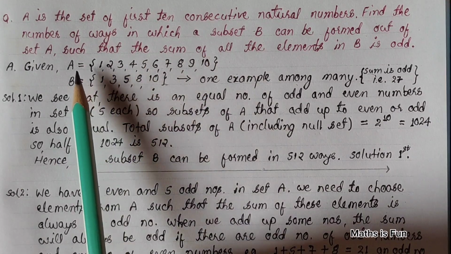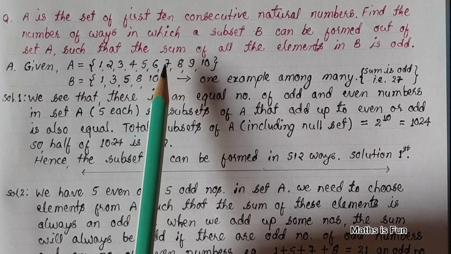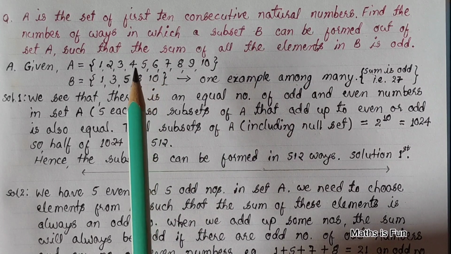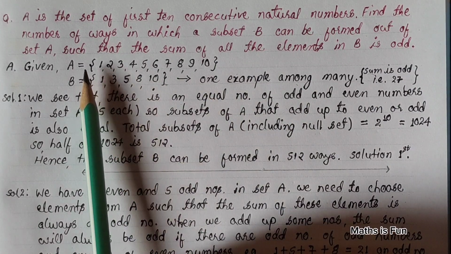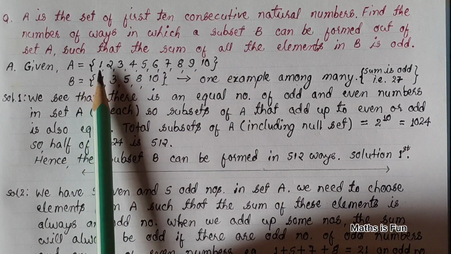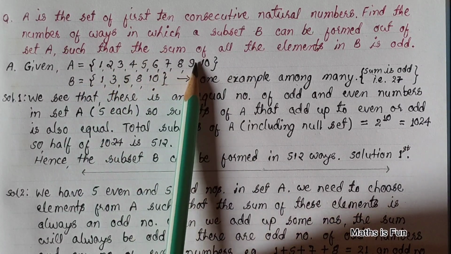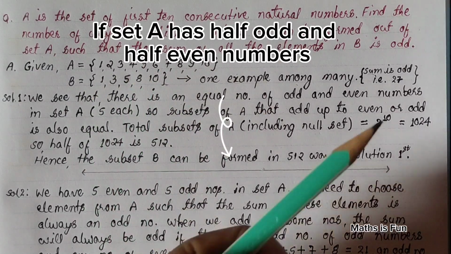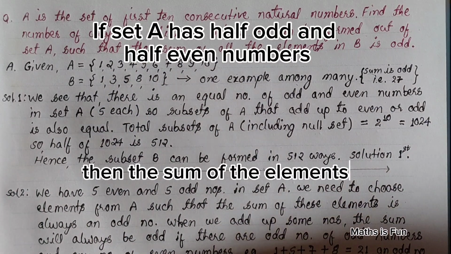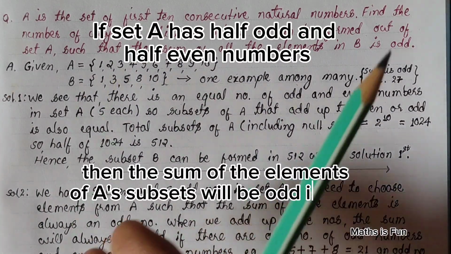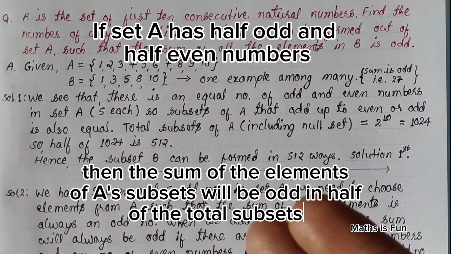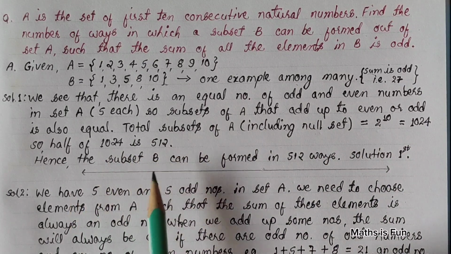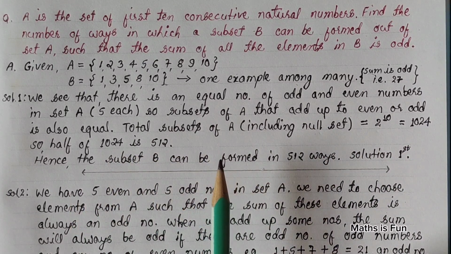Now we try to form the subsets of A. The total number of subsets of A, including the null set, that means containing nothing, is 1024. So we can form 1024 subsets from this set A. Our logic is that in these 1024 subsets, if we add the elements of each subset, half of them will be odd and half of them will be even. Half of 1024 is 512, hence the subset B can be formed in 512 ways. So that is our solution number 1.